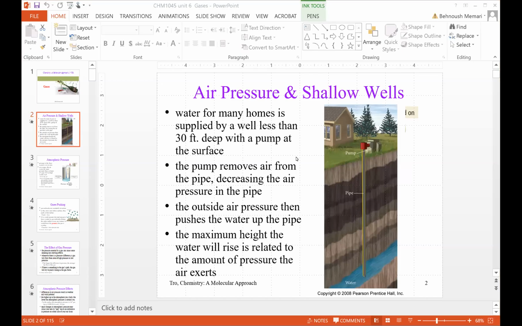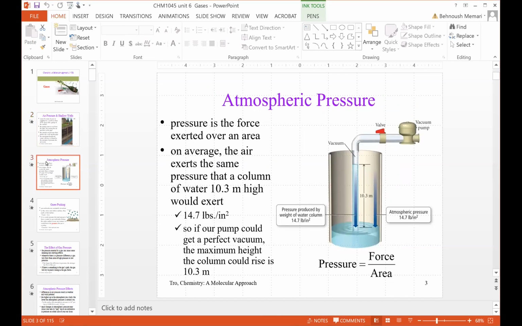So it starts with some of the applications about pressure. What is pressure? If you increase the pressure, how is that going to change things? What is atmospheric pressure? Atmospheric pressure is the pressure that is exerted by the air.